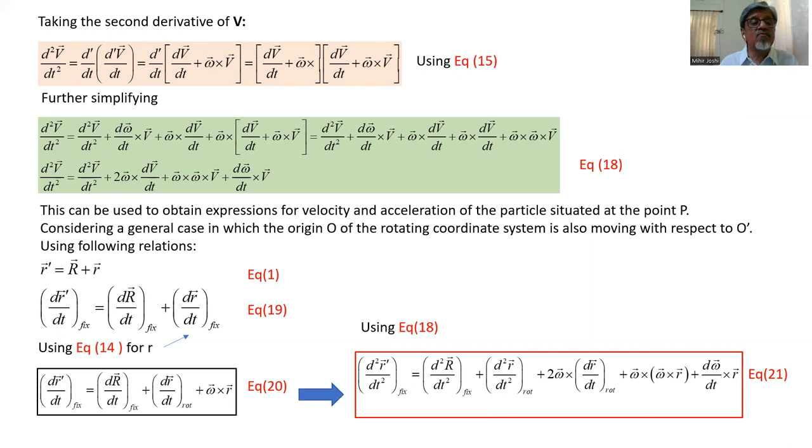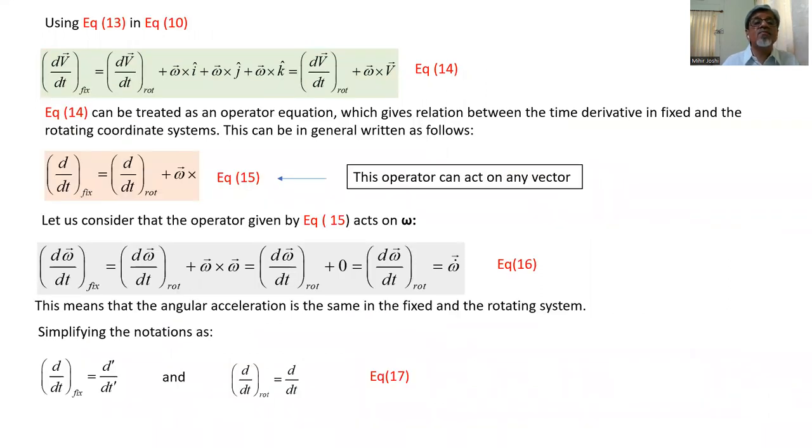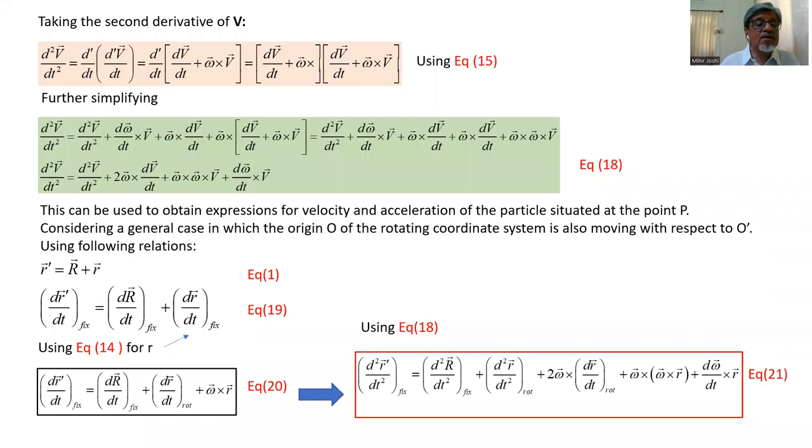In that case, we have written that r prime is equal to capital R plus small r. And taking a derivative, it is dr'/dt fixed equals dR/dt fixed plus dr/dt fixed. And using for r equation number 14, because we have already seen that equation number 14 is written for v. Now in place of v, we are writing for r. So it is dr'/dt fixed is equal to dR/dt fixed plus dr/dt rotation plus omega cross r. And we call it equation number 20.